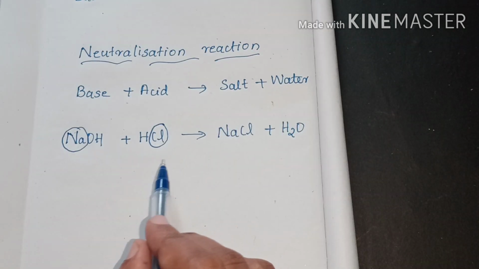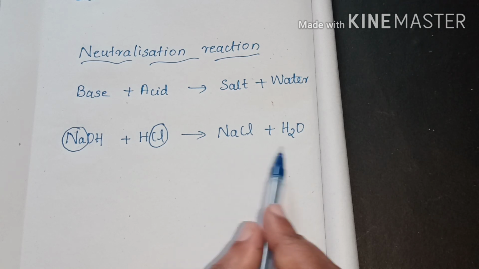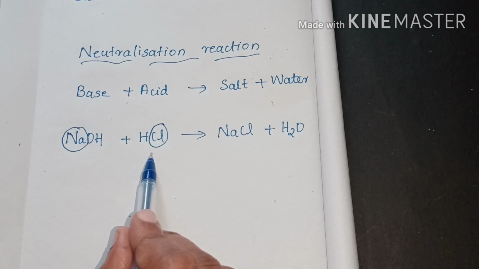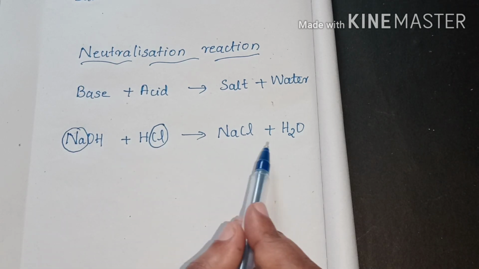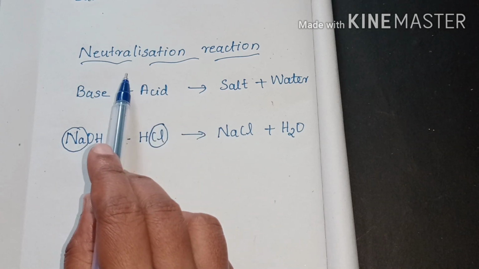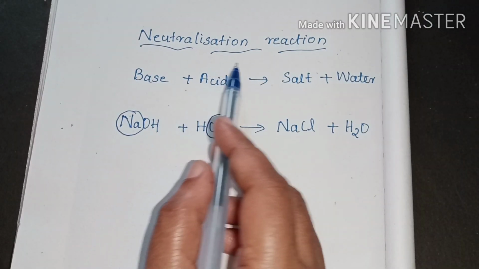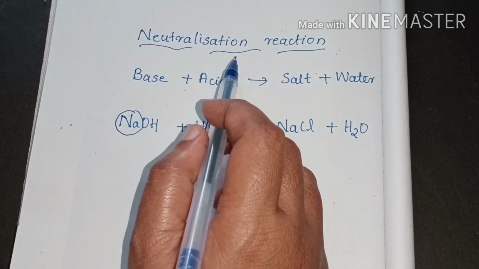So, in this reaction, both the products obtained, that is salt and water, are neutral in nature. That is, when an acid reacts with a base, the products obtained are neutral in nature. So, the name of this reaction is neutralization reaction. There are so many interesting examples of neutralization reaction in our daily life.